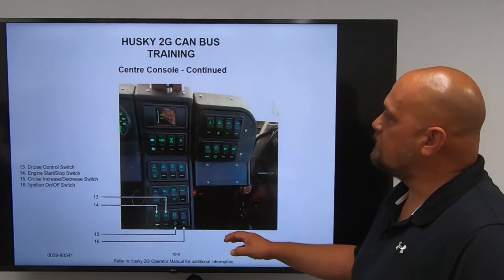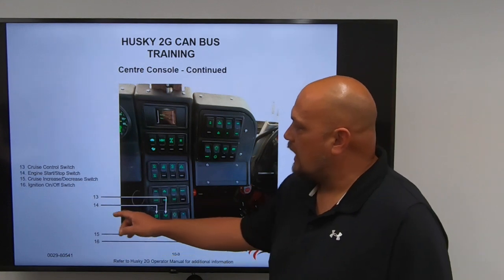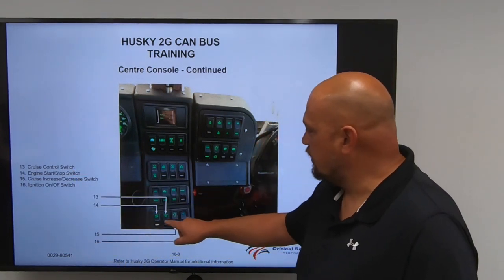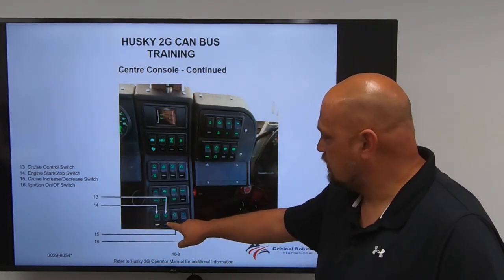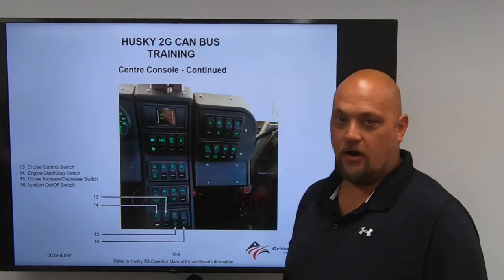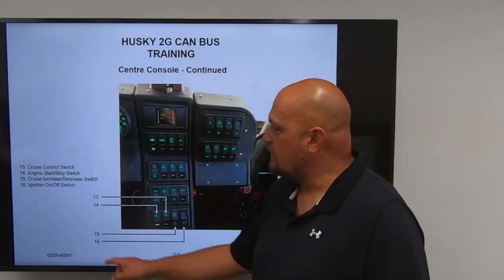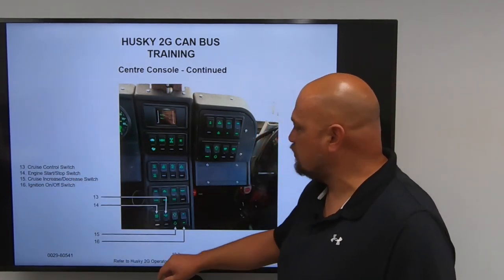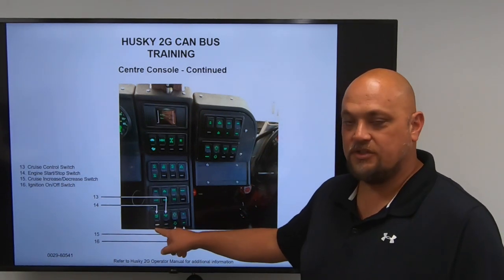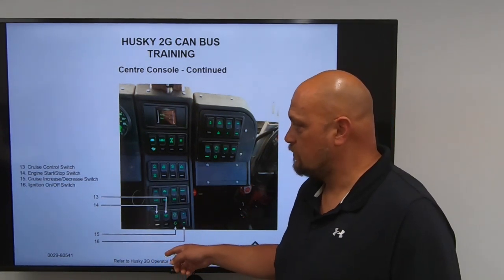The last bank in the center control console. Item number 13 is our cruise control switch. Again, our second switch. That turns your cruise control on and off. Item 14 is our engine start stop switch, the first switch. This switch is used to start and stop the engine.